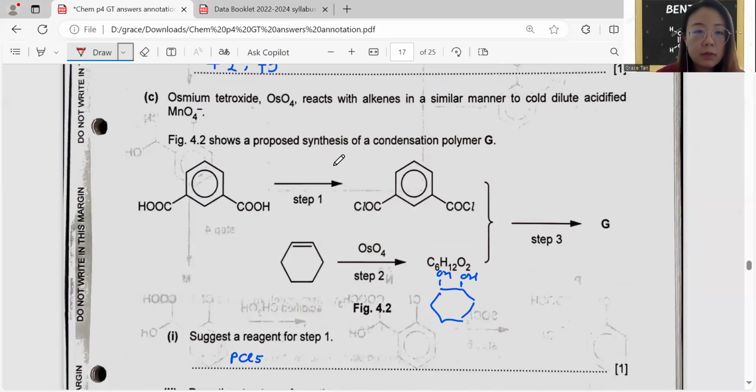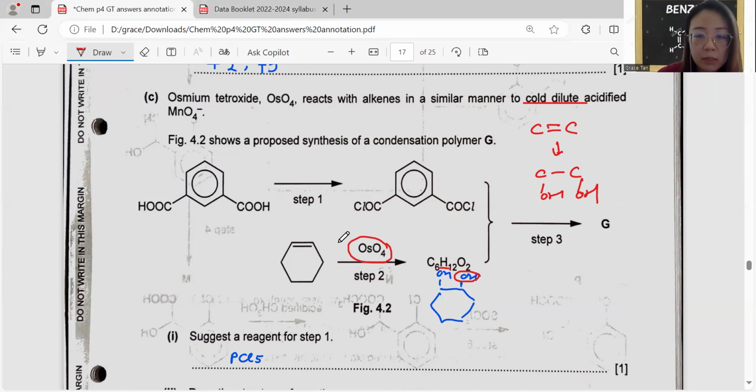Osmium tetroxide, OsO4, reacts with alkene in a similar manner to cold dilute acidified manganate. Cold dilute acidified manganate means you need to form a diol across the double bond. So they say it behaves in a similar way to your alkene. Since you gave me the information, you need to put a diol across the double bond. I put the OH, the diol here. And I actually did count it. If you count the whole carbon, hydrogen, and oxygen, it is correct to C6H12O2.